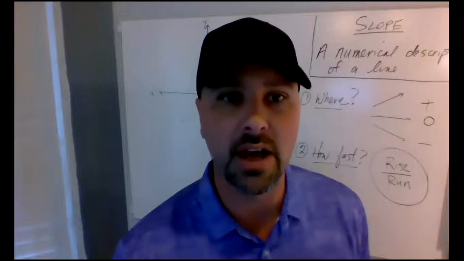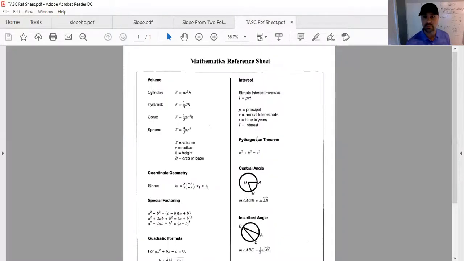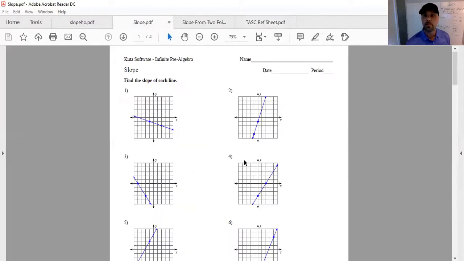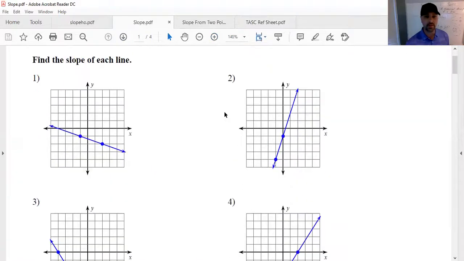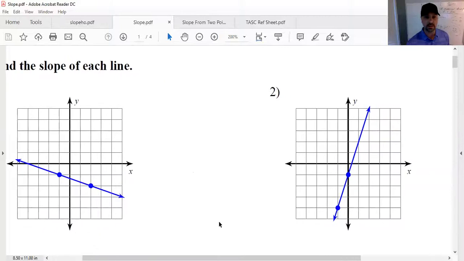Look at what I've got for you today. Okay, so here is your sheet. This is a sheet I would like for you to start with. I do want to also point out I'm sending you the reference sheet, and we're going to talk about this here in a minute. They have slope on there, but that refers to finding slope when you don't have a graph. Right now we have a graph, and I really just want you to understand the idea of what slope is.